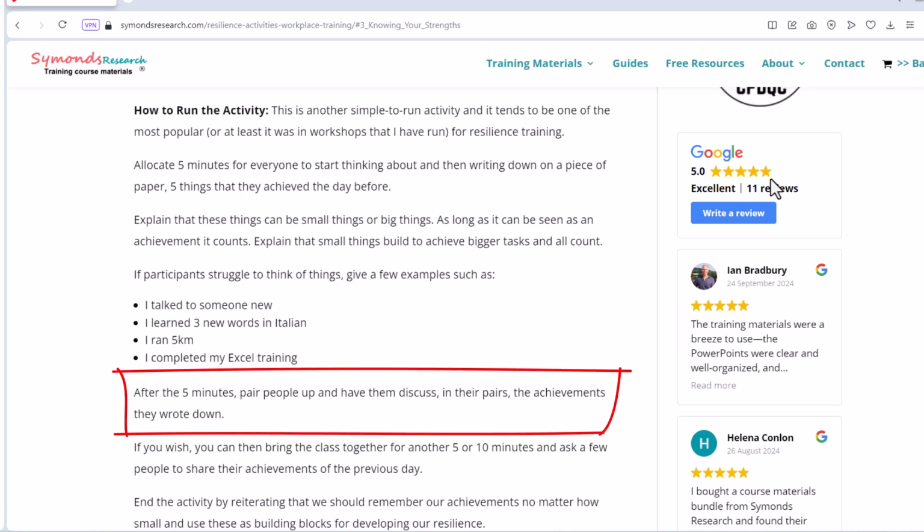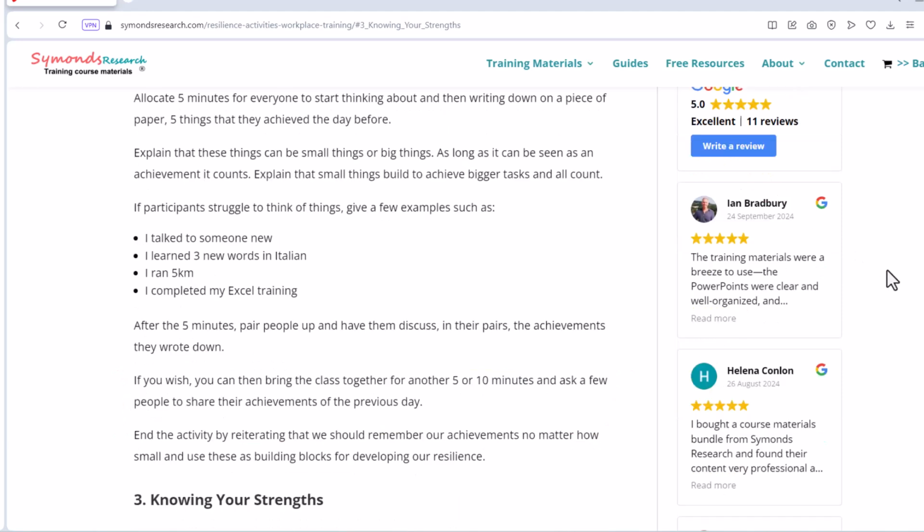Now after this, you're going to allow 5 minutes for people to work in pairs to discuss with each other the achievements that they wrote down. We quite often remember the negative things, the things that we worry about, but we need to focus also on these positive things and build up a very positive picture of what we do achieve on a daily, on a weekly basis, and use this as a platform for moving forward.